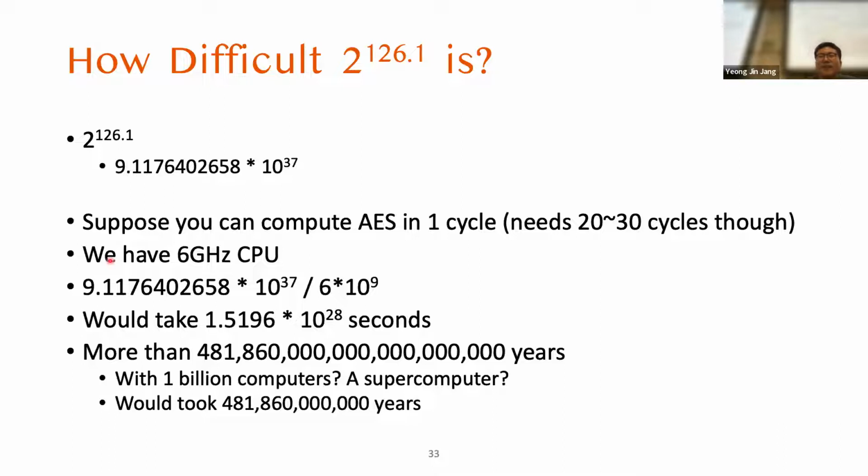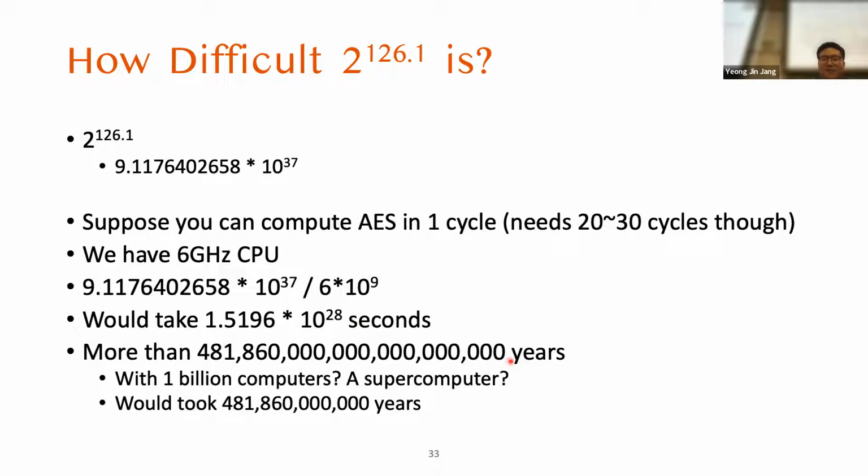Right now, in these days, we have around 6 gigahertz of CPU. That means 6 billion instructions can be processed in 1 second. Then this number divided by this, we can calculate how many seconds we need to break that crypto. And then that's this amount of seconds, and then divided by some numbers, then this amount of years.